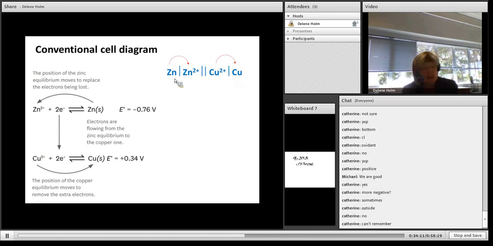And when you change a phase, so this is going from zinc to zinc ions, we're going from a solid to a solution, we use a vertical line. So here we've got copper solution going to a copper solid, changing from aqueous to solid, so it's a vertical line. And then in between my two reactions, remember this is the what? The reduction or the oxidation, if I go from zinc to zinc ions.